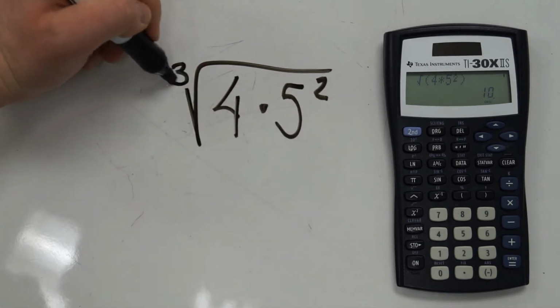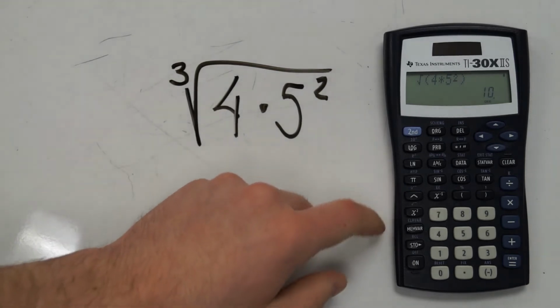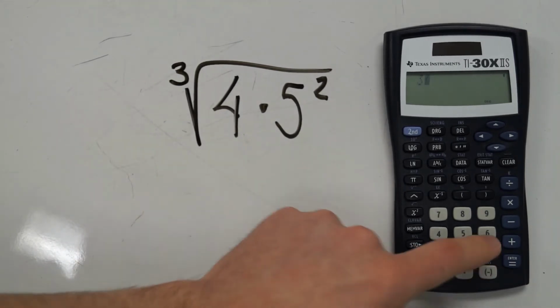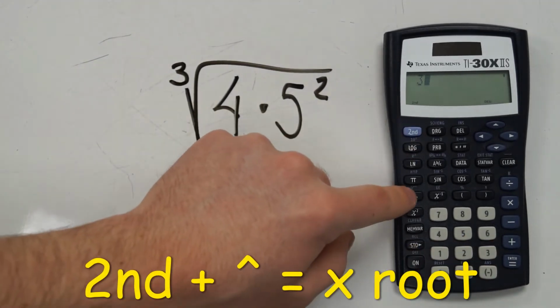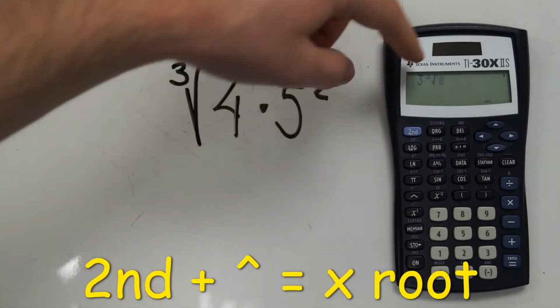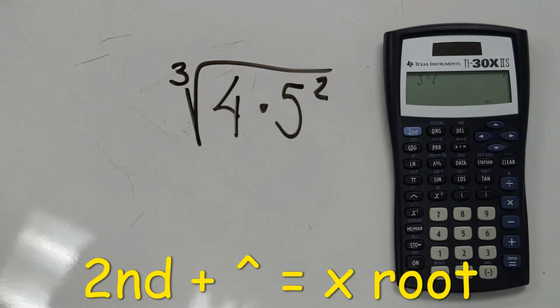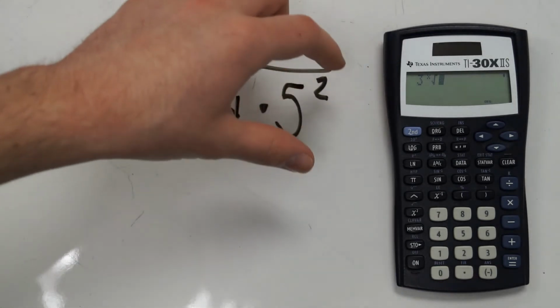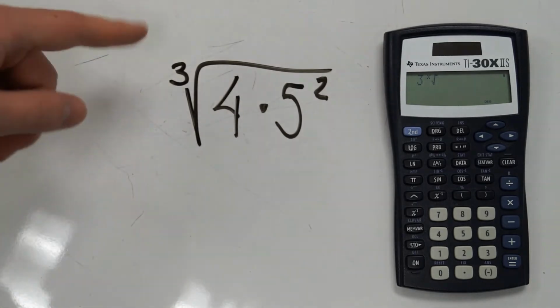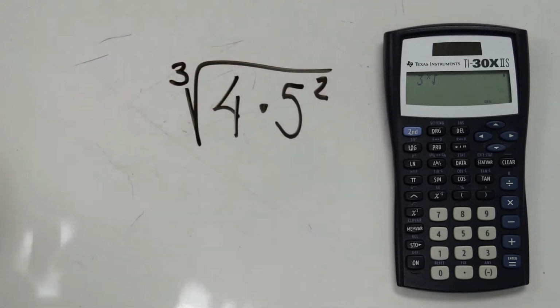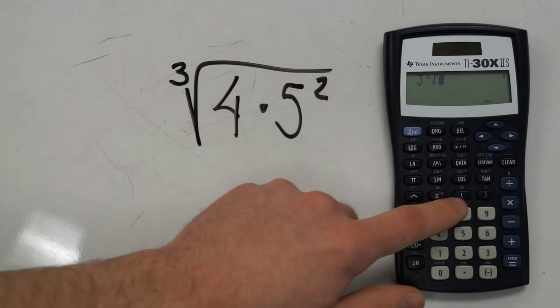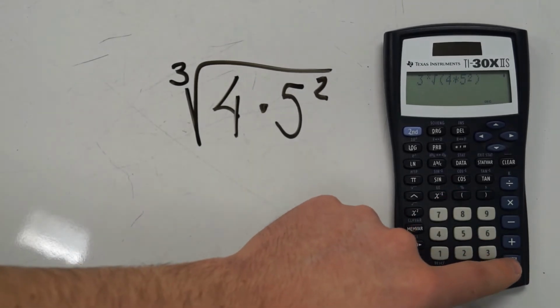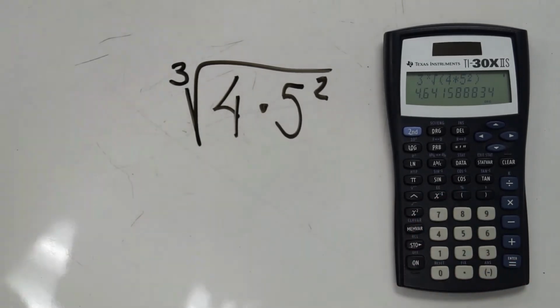If we wanted to have that be the cube root, we want to do 3 and then shift in that arrow, and then it gives us this weird x root. What that just means is that the number before it is going to be whatever that root is. So in this case, the 3 will go in that x. Then we put our number in, and it gives us the cube root. So that's pretty much how you get that all figured out.